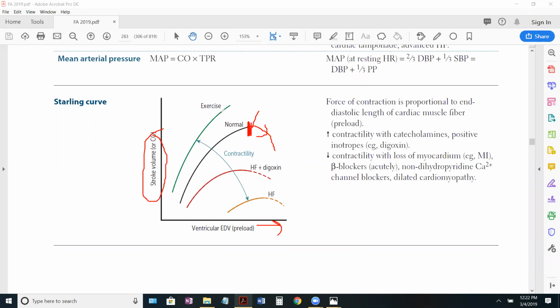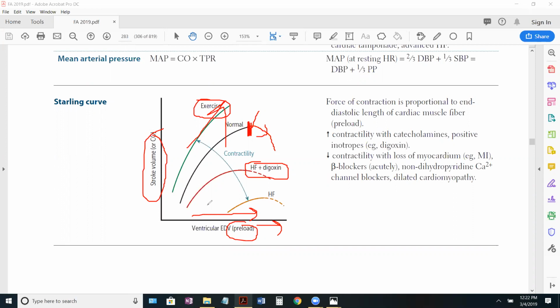Now, what happens during exercise is that exercise will cause an additional increase in the contractility through sympathetic nervous system activation, catecholamine release, and we saw the beta 1 mechanism. So heart failure plus digoxin will also, so you can clearly see that in every situation, even if you are exercising and during that time you are increasing the preload, you are increasing the contractility of the heart.